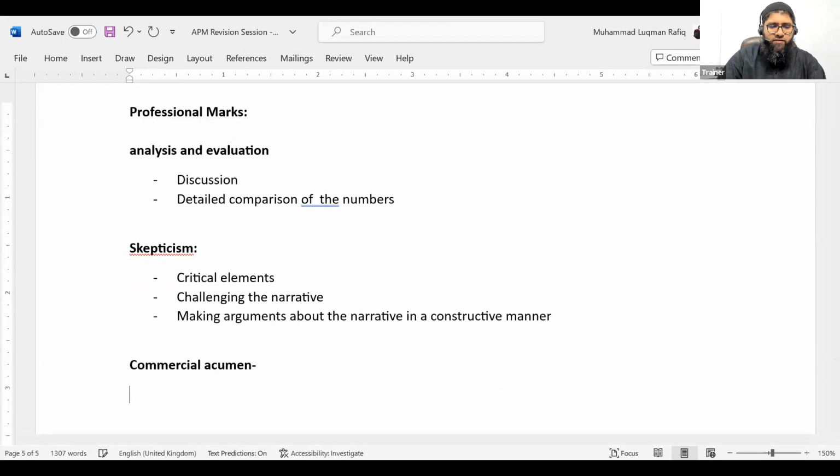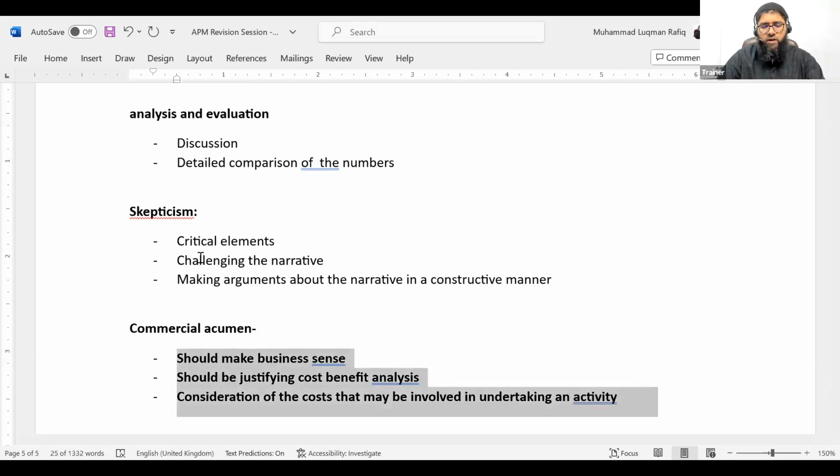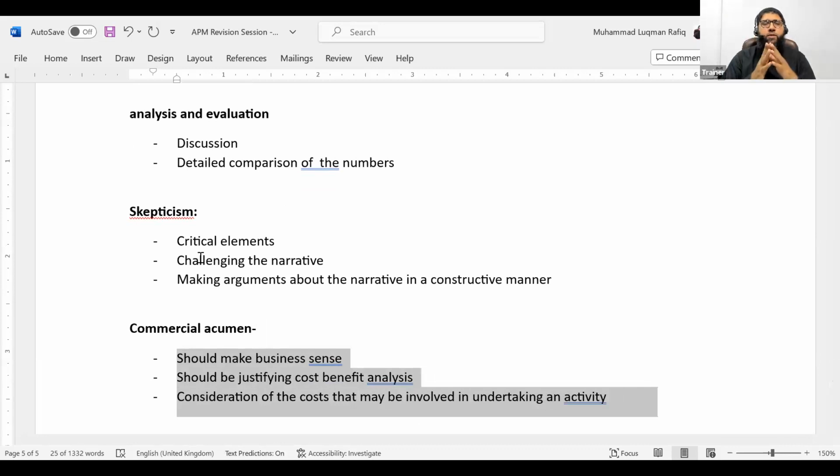Then commercial acumen is that it should make business sense, should be justifying, cost benefit analysis, consideration of the cost that may be involved in undertaking an activity. So all of this is what commercial acumen is going to be.